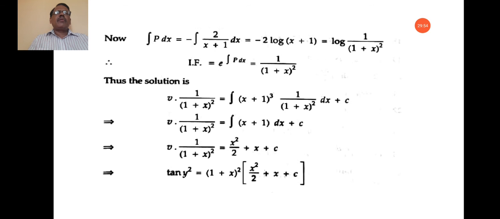Therefore v, that is tan of y square, is equal to 1 plus x whole square into x square by 2 plus x plus c. This is the solution of the given differential equation. So in this way, some differential equations can be transformed or converted into linear differential equations by a suitable substitution. These are the problems related to linear differential equations. Thank you.